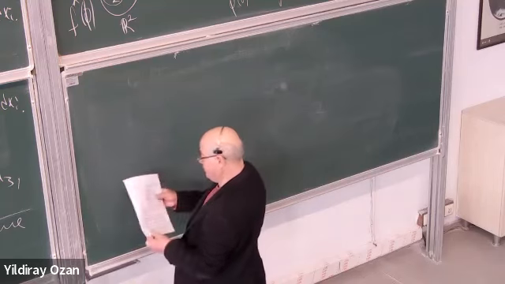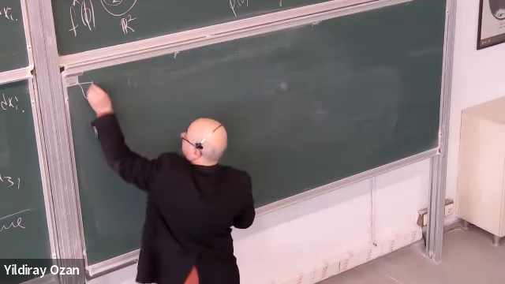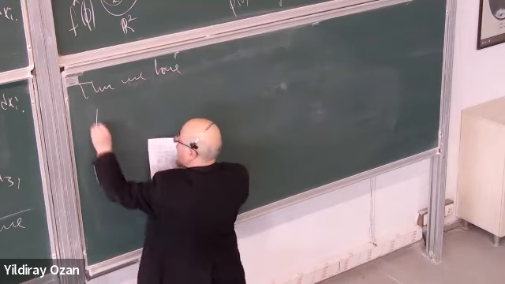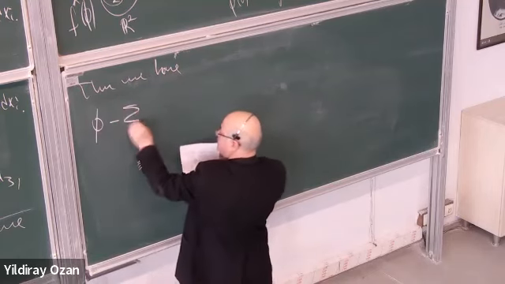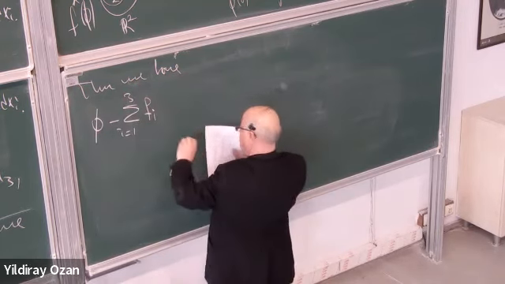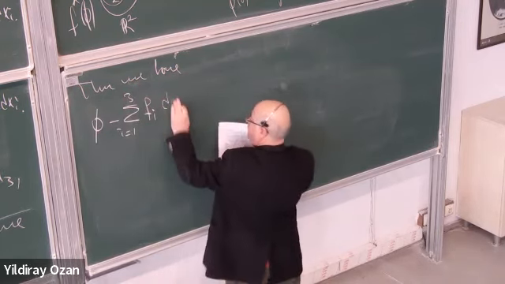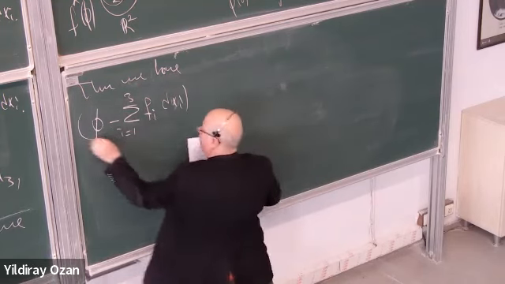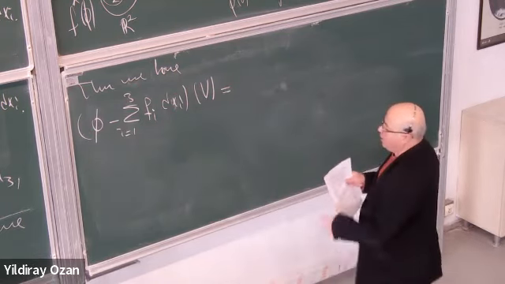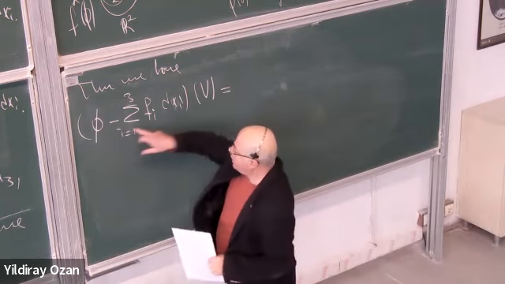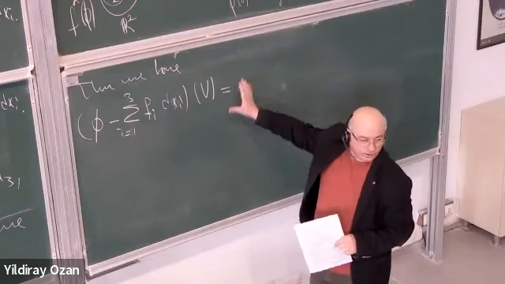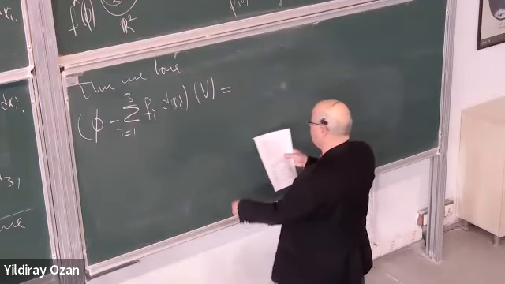Okay. Now then we have what? Phi minus the sum i from 1 up to 3 of Fi dxi on this vector field. My aim is to show that these are the same. So my aim is to show that this expression is equal to 0. Let's see if it is the case.